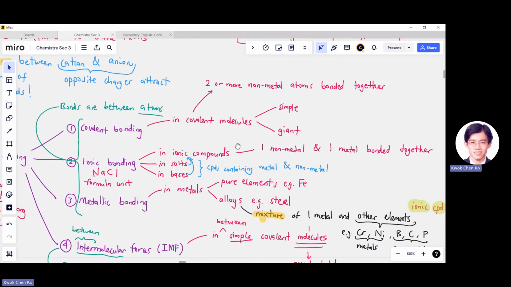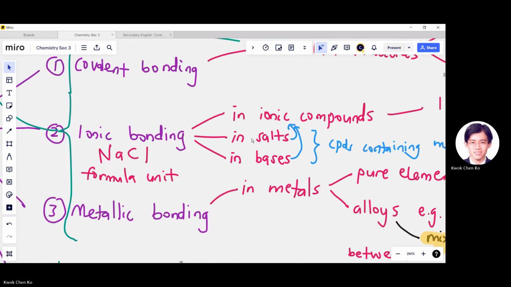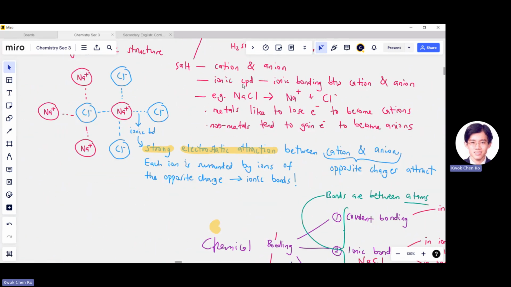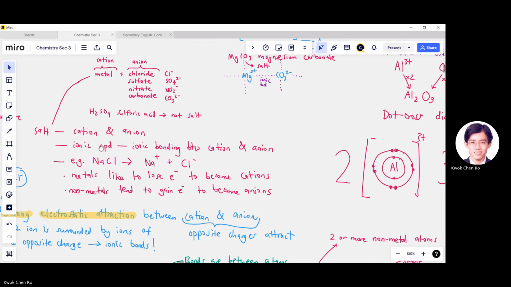Now remember ionic bonds, I told you that all salts are ionic compounds. All bases are also ionic compounds. But I didn't mention what bases are. What do they contain? Okay, guys, write this down. Even though there's another separate chapter on it, at least I want you to know it.